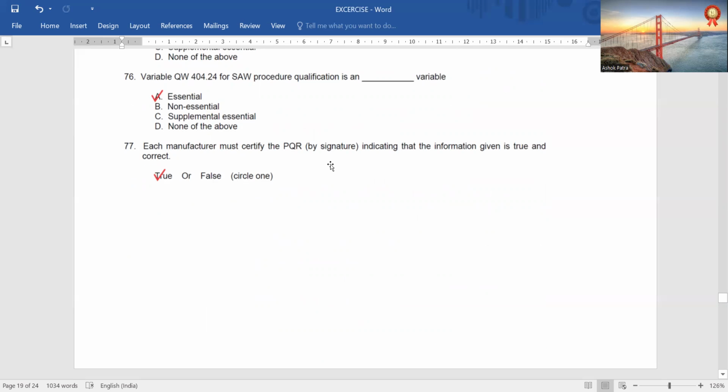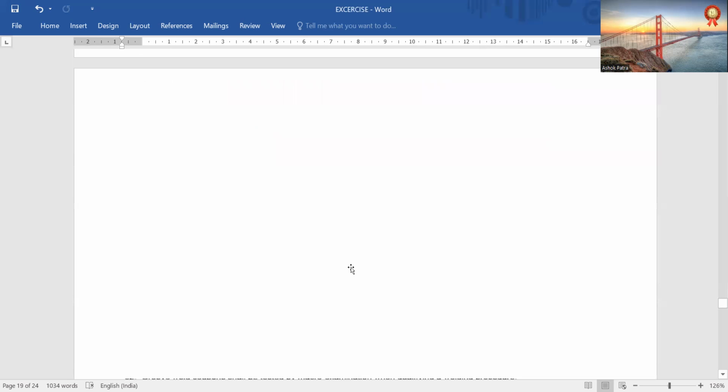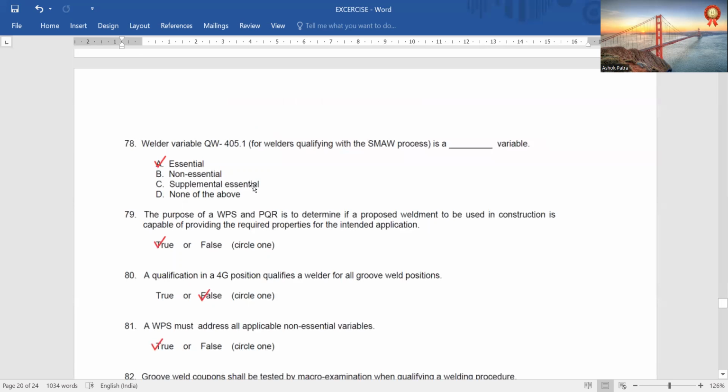Each manufacturer must certify the PQR by signature, indicating that the information given is true and correct. True. Builder variable QW-405.1: the welder qualifying with the SMAW process is the essential variable. For that you have to see the table. You cannot tell directly from here.